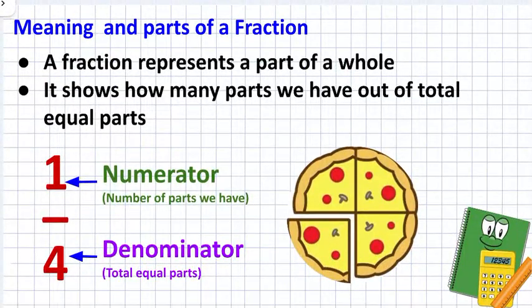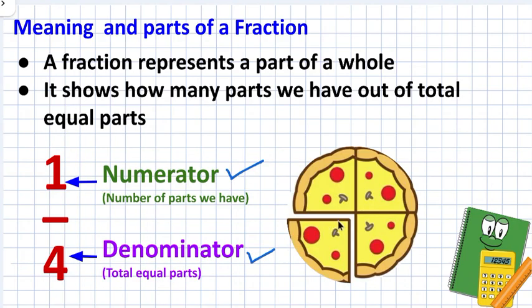A fraction represents a part of a whole, and it shows how many parts we have out of the total equal parts. The upper part of a fraction is called the numerator, while the lower part is called the denominator. The numerator is the number of parts that we have, while the denominator represents the total equal parts.